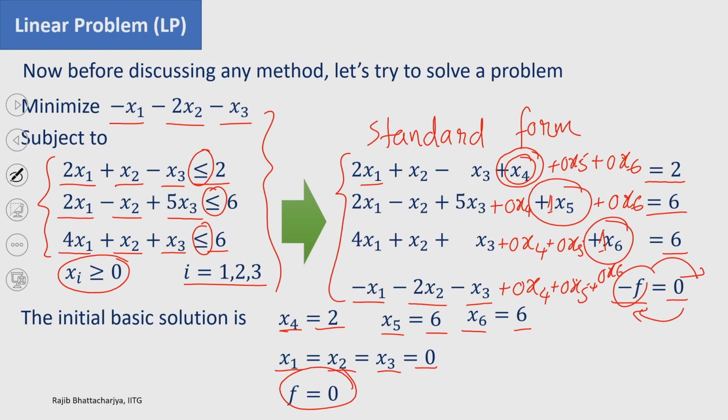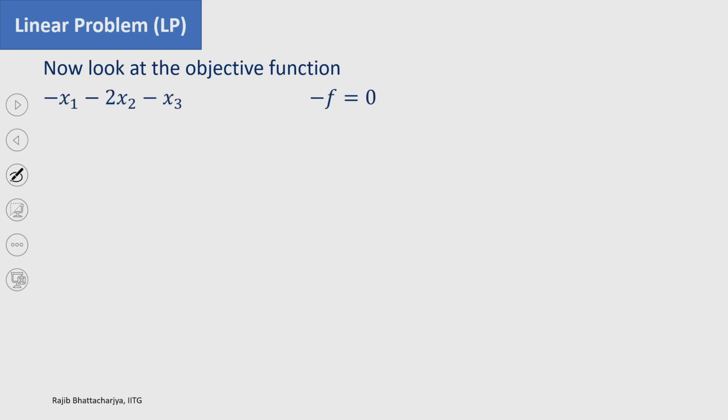Now, this is one of the solutions. It is not the optimal solution, but we can say this is the initial basic solution, or initial basic feasible solution. Now, look at the objective function. The objective function is minus x1 minus 2 x2 minus x3 minus f equal to 0. Okay. Now, we have here 0 x4 plus 0 x5 plus 0 x6. So, these are basic variables.